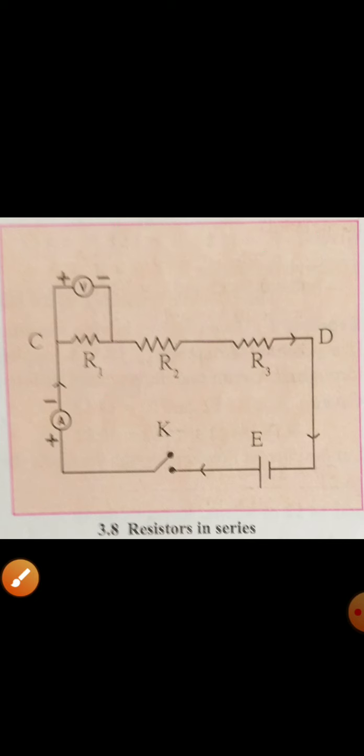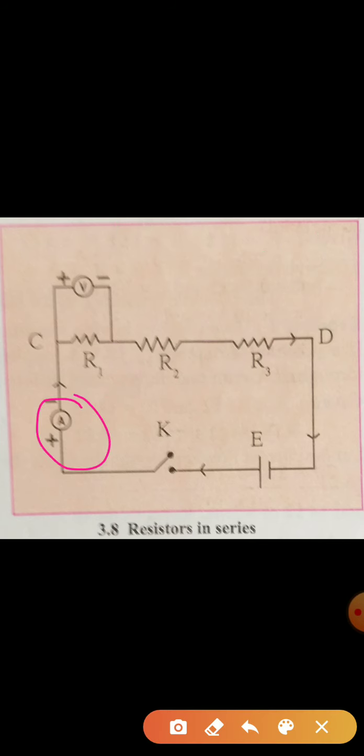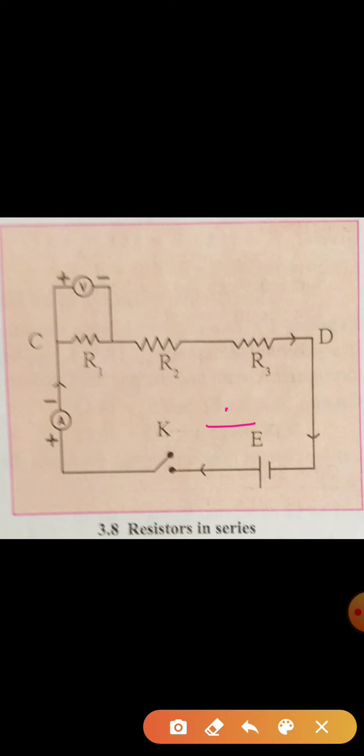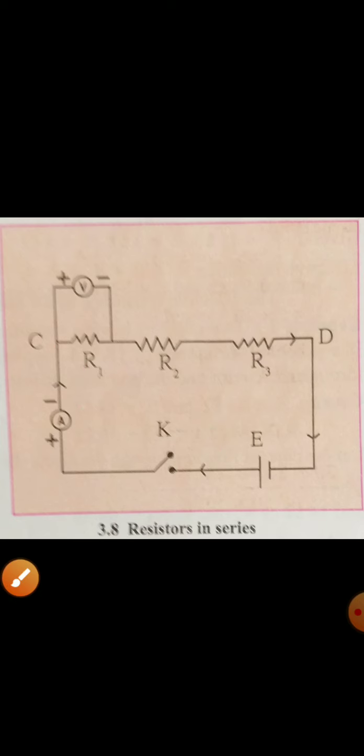Now this is the ammeter. It measures the current, because current is the same in the circuit. This is the plug key and this is the battery cell. The positive pole of the battery is connected to the positive pole of the ammeter, and the negative pole is connected to terminal C. The negative terminal of the battery is connected to D, and the three resistors R1, R2, R3 are connected in series. Therefore, they are called resistors in series.